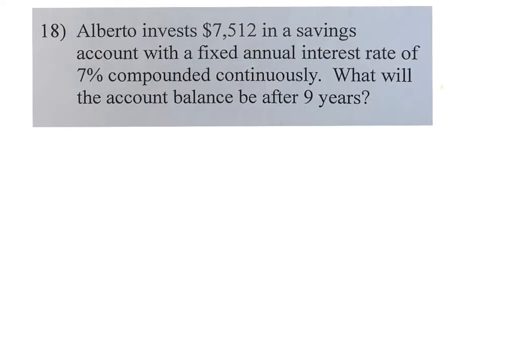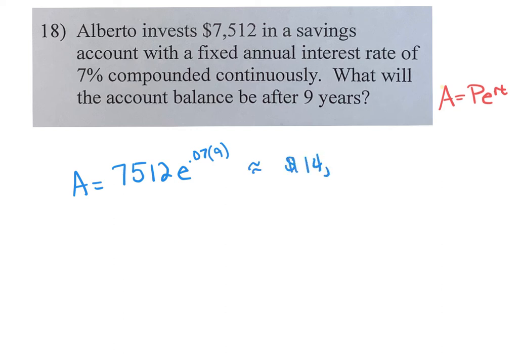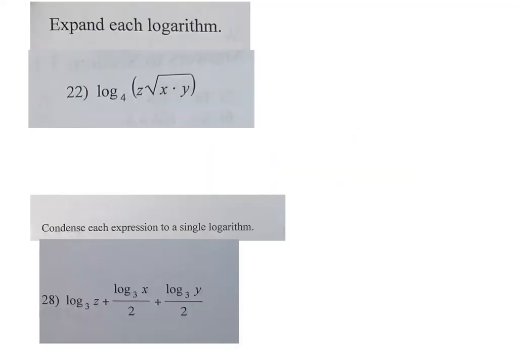So continuous is very similar, except it's, I think, easier, right? We have your A equals PE to the RT. So your principal, again, is given to you, $7,512. E is a constant that is on your calculator. It's a natural number raised to the rate 0.07 times number of years 10. And so when you go do that one, you should get $14,104.61.